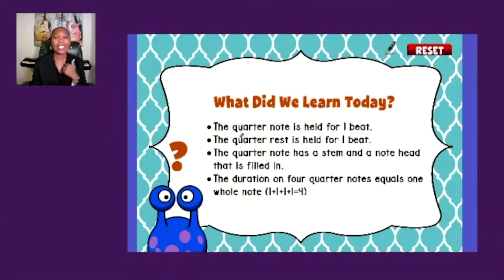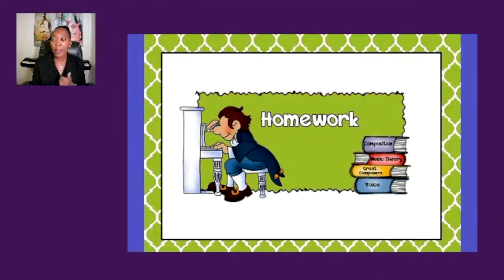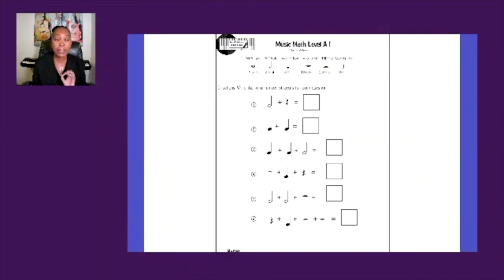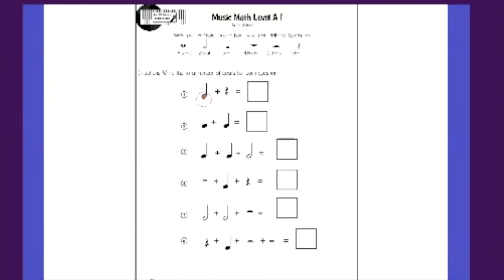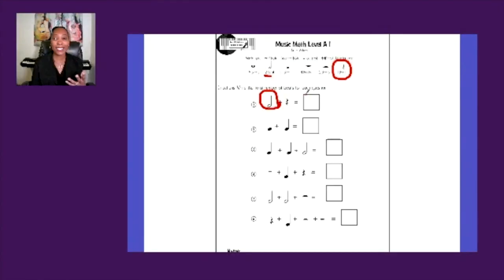Good job. Now let's talk about our homework. Your homework for this week is to add the notes that we talked about so far. You know that a half note, which is right here, gets 2 beats, and a quarter rest gets 1 beat. So you have to add 2 plus 1 equals what? 3. And I'm not going to tell you too much more. That's your homework for this week.